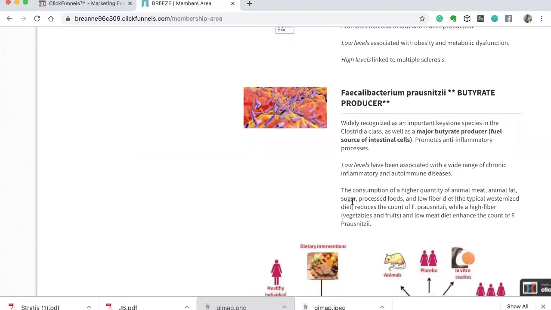The consumption of a higher quantity of animal meat, animal fat, sugar, processed foods, and a low fiber diet, so thinking the standard North American diet, the SAD diet, will actually reduce the amount of this bacterium. While a high fiber diet with fruits and vegetables, low meat, or at least moderate meat, grass-fed as much as possible, will help to enhance the number of the bacterium.